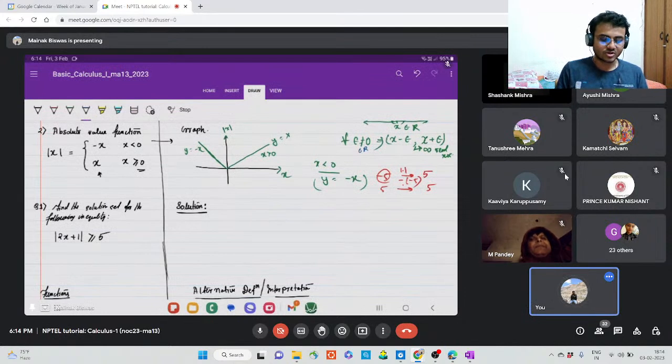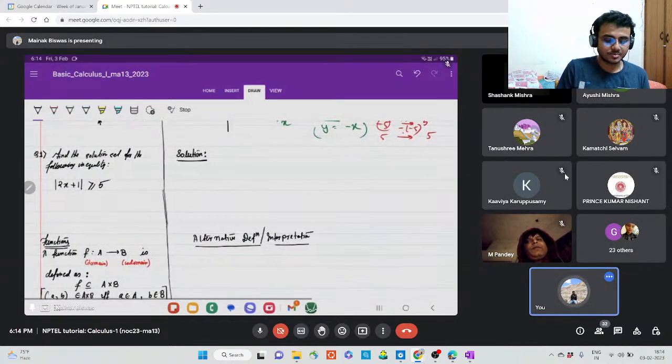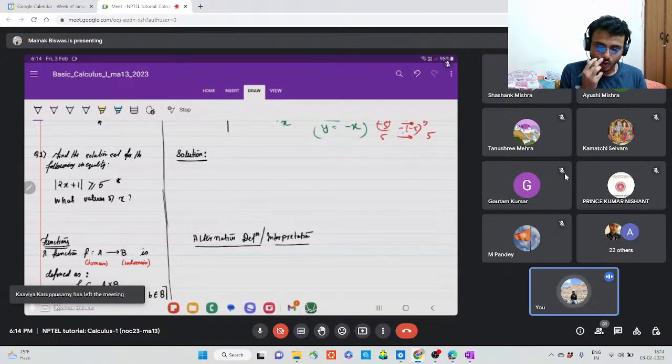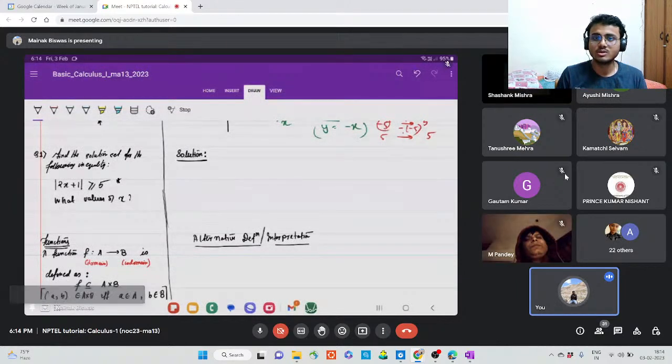So now let's try and solve a question regarding this. It would clear a lot of doubts regarding absolute value functions. You're told to solve this inequality, which is mod of 2x plus 1 greater than or equal to 5. For what values of x does this hold? Do you have any idea how we should proceed? If anyone has an idea to present, you can. I'll wait for a couple of seconds before I start solving it.